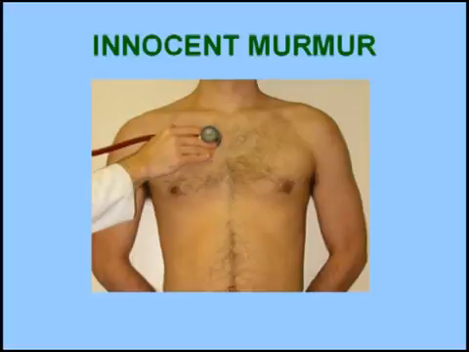In summary, innocent systolic murmurs are due to turbulence across the normal aortic or pulmonic valve. These murmurs occur in more than 50% of normal individuals and are the most common murmur heard in a general medical population. Listen once again to a patient with an innocent systolic murmur.